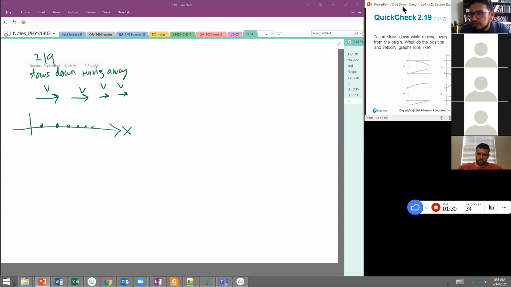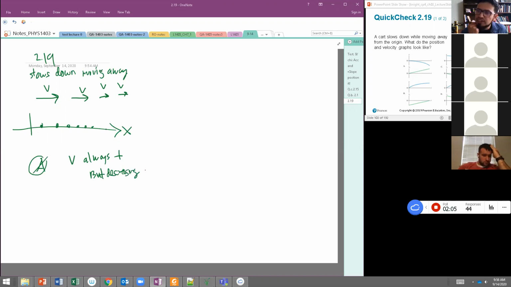So in all cases, position has to be positive, right? We're just moving away from the x equals 0. So in that case, it's not going to be A, because that has negative values. Next thing is, we know that the velocity is decreasing, but it is positive, right? So velocity is always positive, but it's decreasing. Which one is showing something like that?